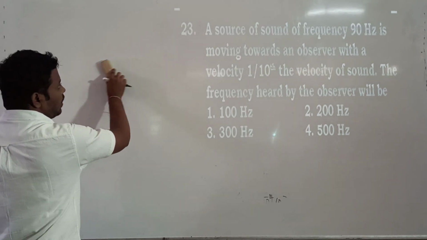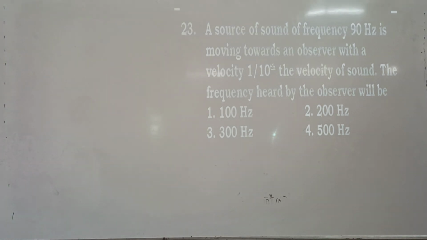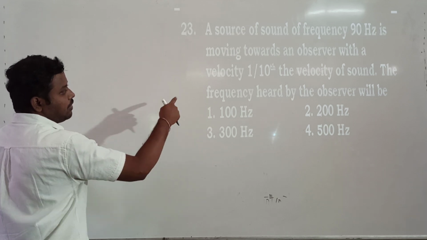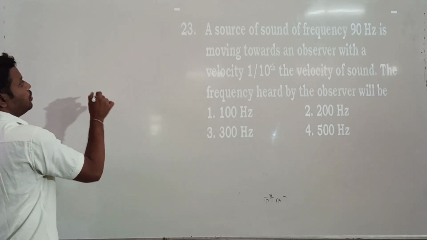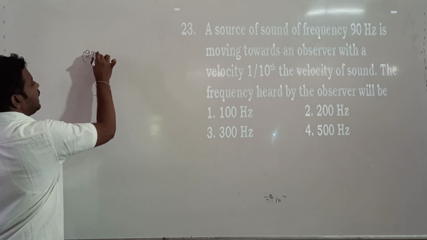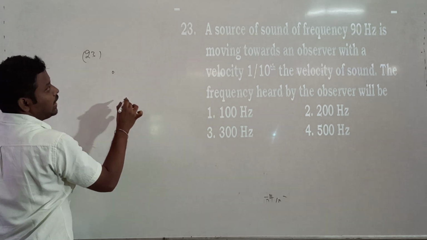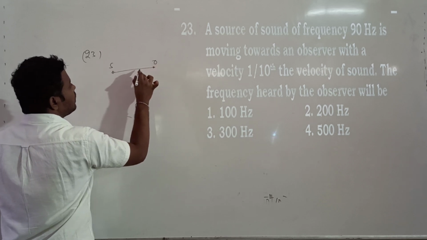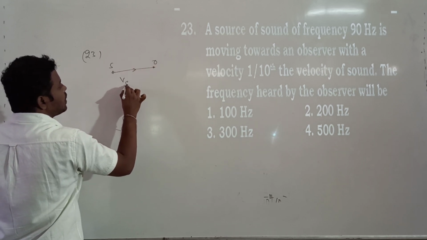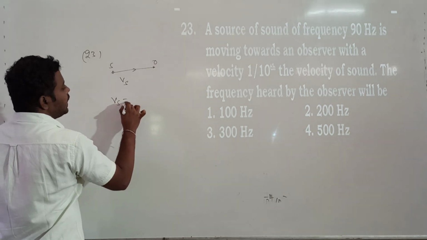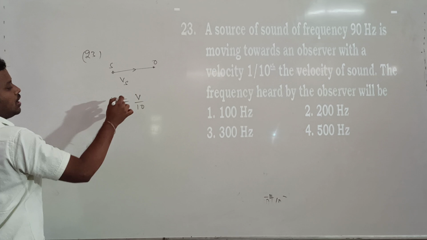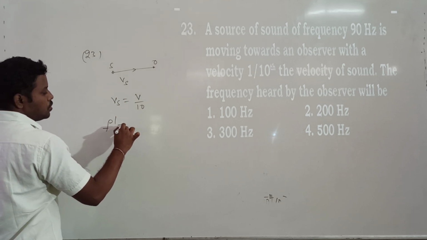Source of sound frequency 90 Hz is moving towards the observer with the velocity 1 by 10 of the velocity of sound. The frequency heard by the observer will be equal to how much? So in this question number 23, what they are telling is the source of sound is moving. So this is the source, here observer. Source of sound is moving towards the observer with the velocity Vs given as V by 10, where V is the velocity of sound.